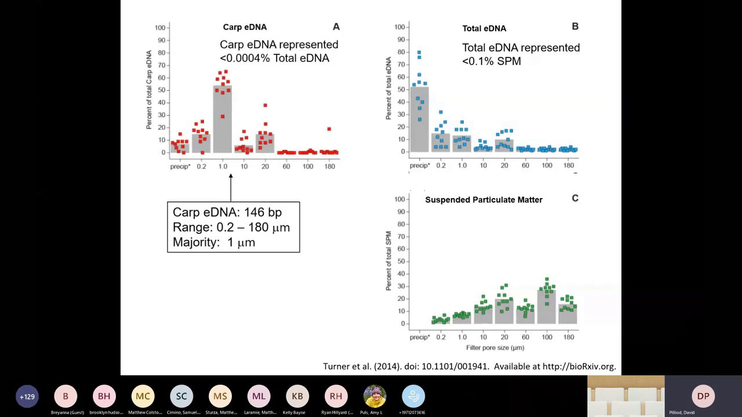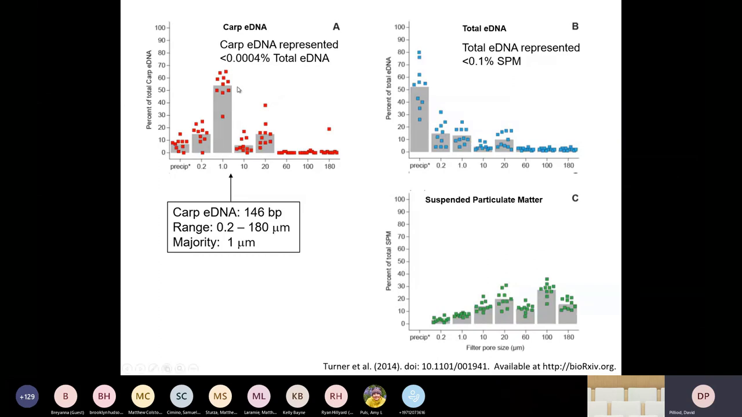Now let's look at carp DNA. This was a 146 base pair fragment length that they were using their assay for. And the thing to take away from this is they got carp DNA in all of them, even the 180. Somehow they caught it, must have been a large cell or something. But they did get some DNA in all pore sizes for carp DNA. But the majority was in this 1 micron range.